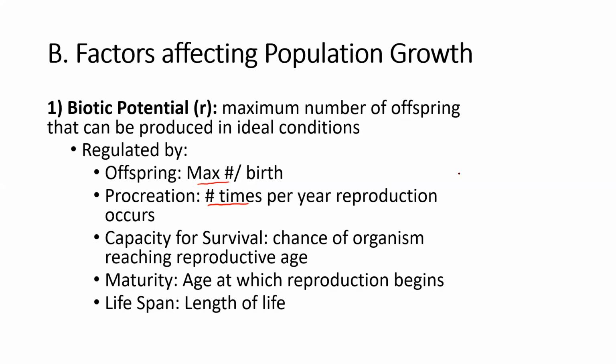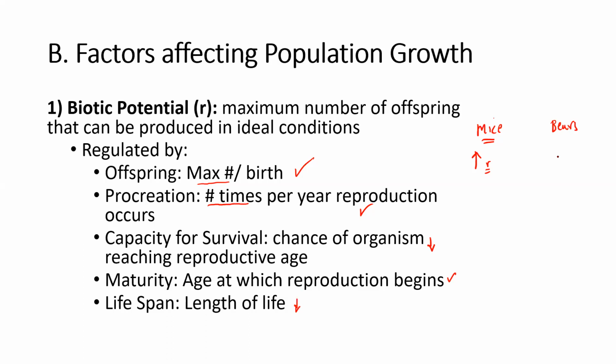Okay, so compare, let's say, mice with bears. Mice will have a very high biotic potential because they produce about 6 pups per litter. They can do it several times a year. This would be lower, but it wouldn't offset the other variables. Mice, after a few weeks, will be capable of reproducing, and this would be fairly short.